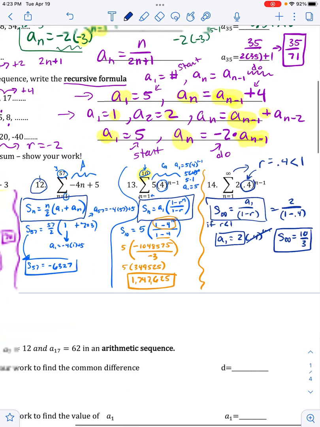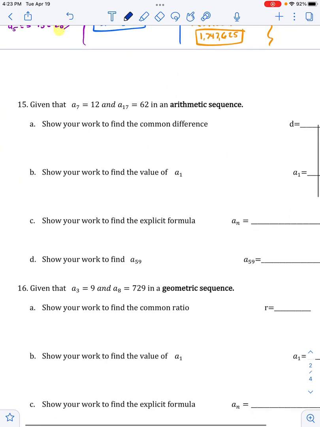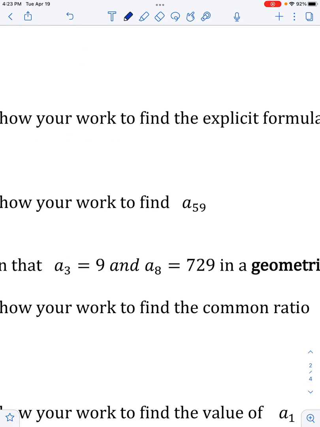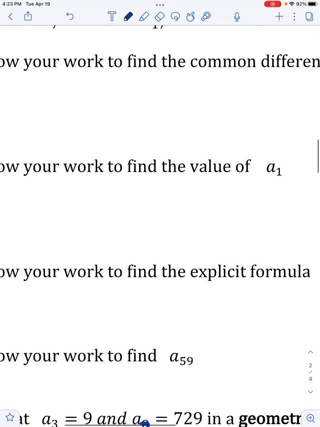Okay, so half of the fun. Let's do the back. Oh, we had a little typo here. We meaning me. So this is going to be a 7.